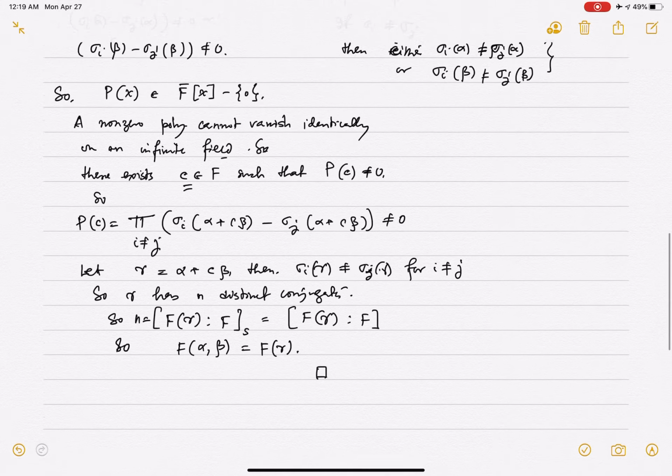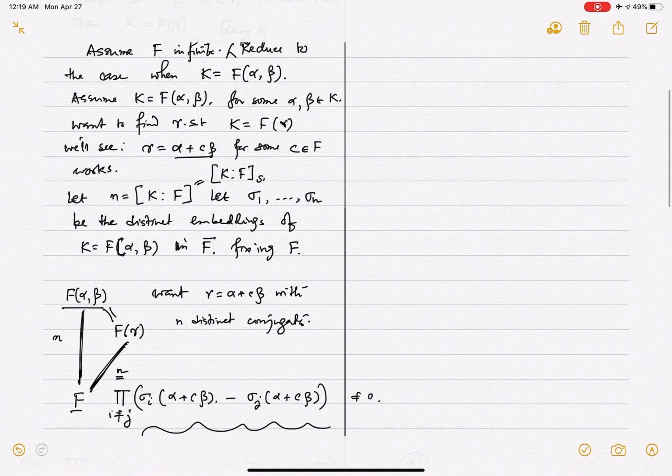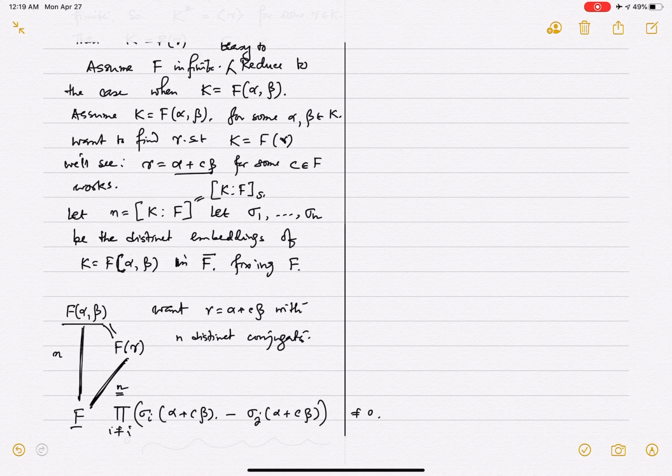This shows how these embeddings help, I suppose. When we next go to Galois theory, these embeddings will again play serious roles.